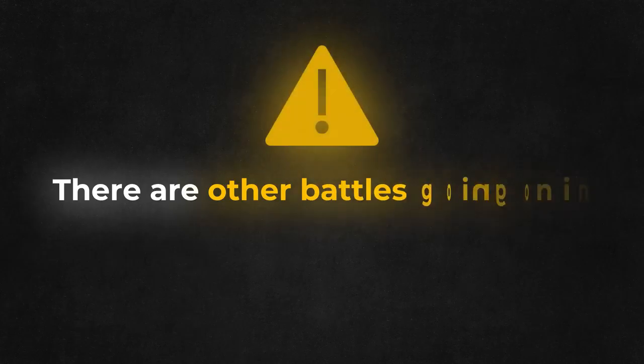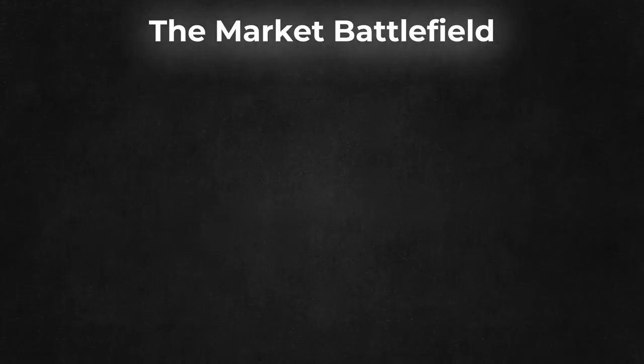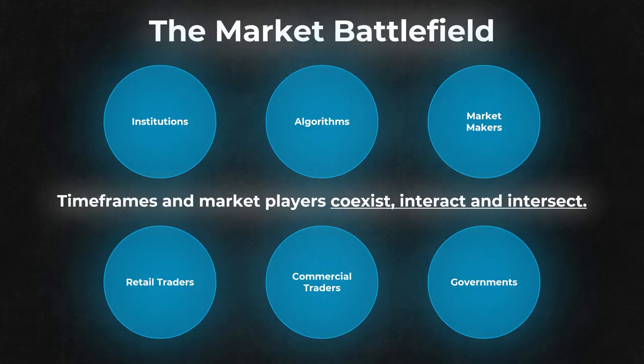The reason we are studying these different types of liquidity is for you to realize that there are other battles going on in the market beyond the smart money versus retail traders. The market is not just a binary battlefield between smart money and retail traders. It's a multi-layered arena where institutions, algorithms, market makers, retail traders, commercial traders, and even governments play competing games, each with their own goals, strategies, and timeframes. The tricky thing about this is that all of these battles take place in the same arena. In other words, timeframes and market players coexist, interact, and intersect. However, that's a more complex subject for another time.